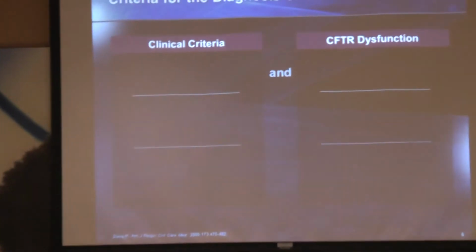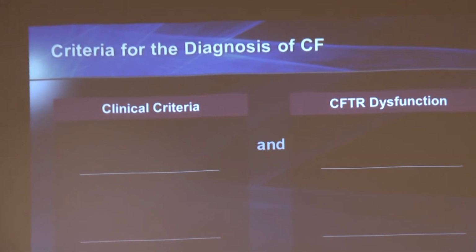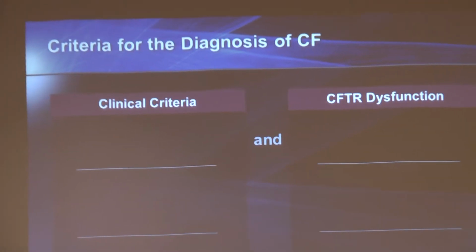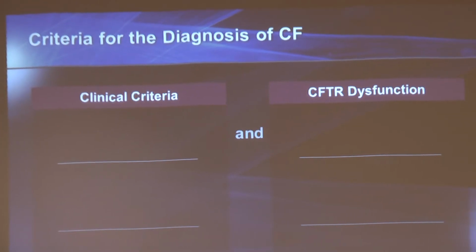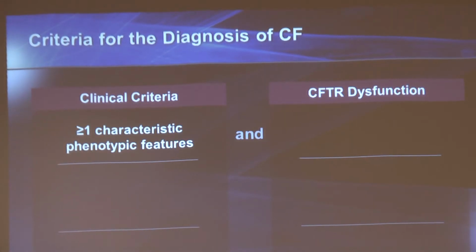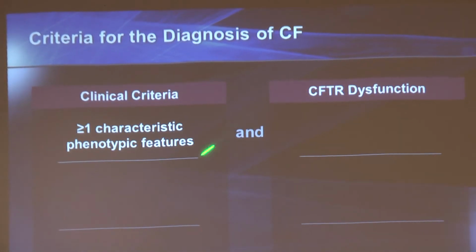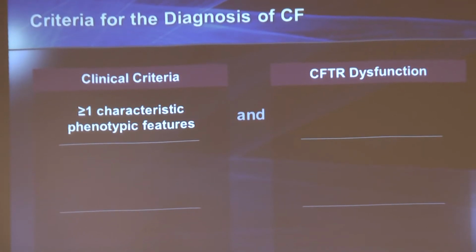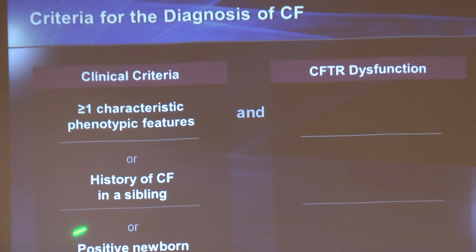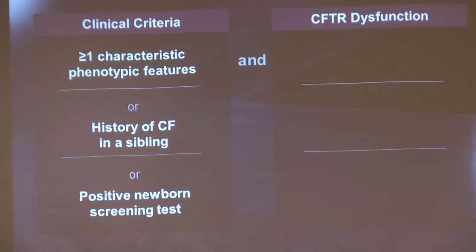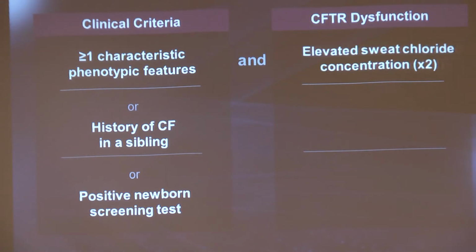So how do we actually diagnose cystic fibrosis? This has actually been changing over time, and we still rely on a combination of clinical criteria and evidence of CFTR dysfunction. And we should make a distinction between newborn screening programs, which pick up people with potential cystic fibrosis, from those that are actually diagnosed. So to get a full diagnosis, generally speaking, you need to have at least 1 characteristic phenotypic or clinical feature, or a history of CF in a sibling, or a positive newborn screening test. But this is not sufficient to make the diagnosis. You then have to show CFTR dysfunction in addition.